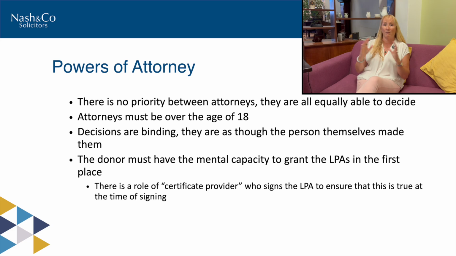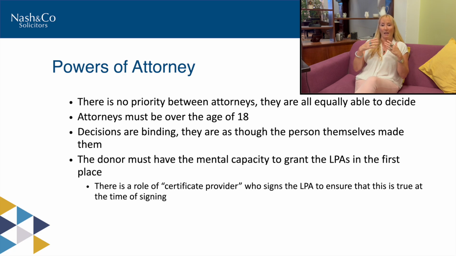There is no priority between your attorneys. It's not the case that the oldest child is the more important attorney and the primary decision maker. There is no primary decision maker. There is no priority of attorney. They are all equal and they're all equally able to make a decision, including a spouse. So if you've got your spouse and your children as your attorneys, the spouse isn't a primary attorney. Everybody is equally able to make a decision. Those decisions made by an attorney are binding.